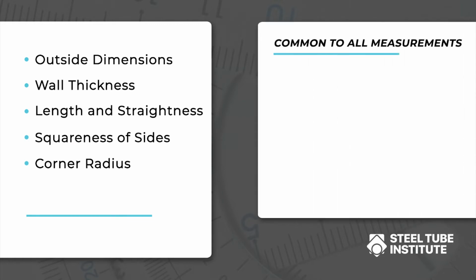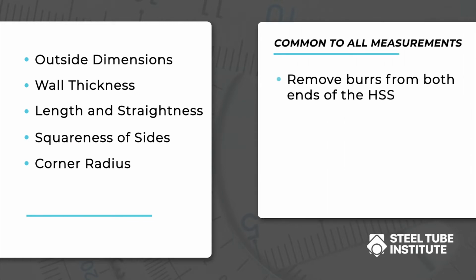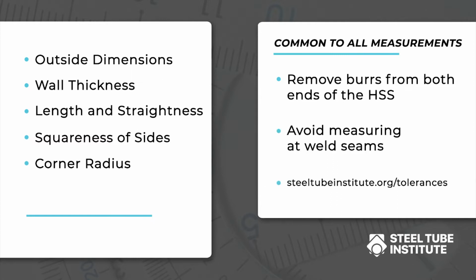Common to all measurements, it is best to remove as much burr as possible from both ends of HSS sections prior to taking measurements. We also avoid taking any measurements at the weld seams of the HSS.